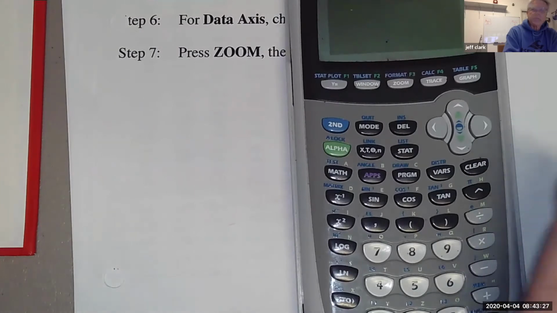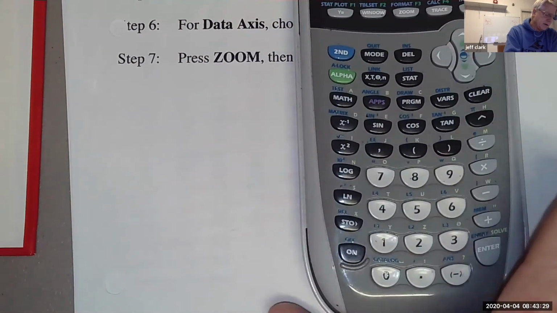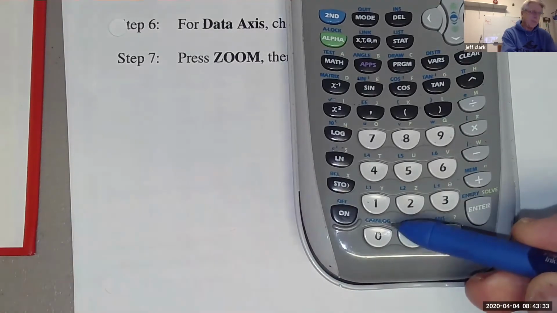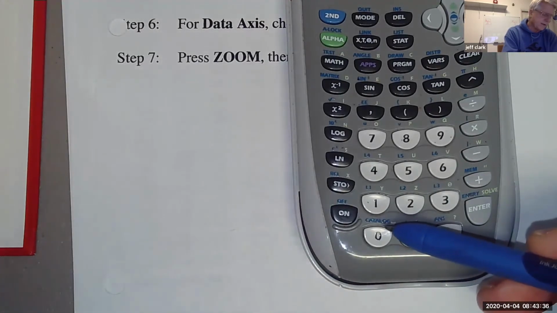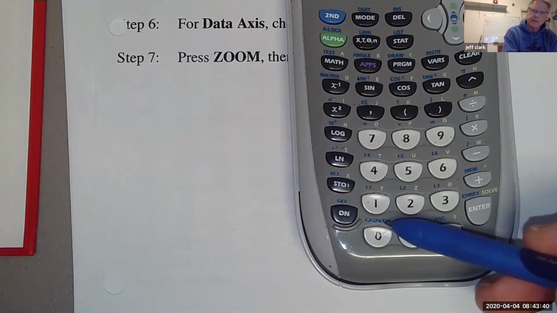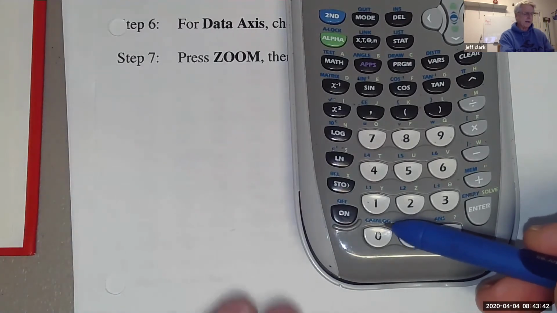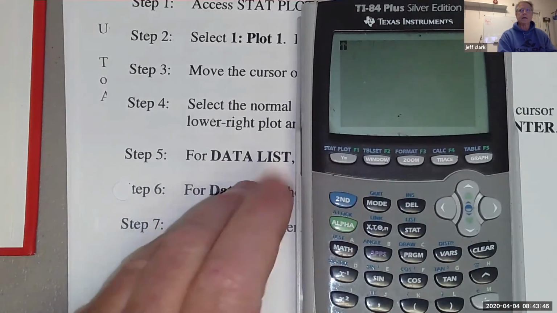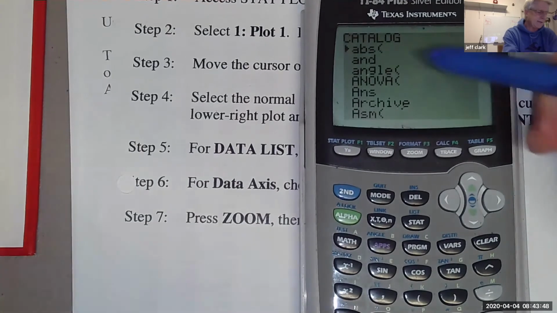And I want you to go into the catalog. See the catalog down here? You only have to do this once. Just as long as you've done it the once, like today, you never have to do it again. So we just want to make sure something is turned on. Go into the catalog, which should be second blue catalog. And then you're going to get a listing of all these things here.